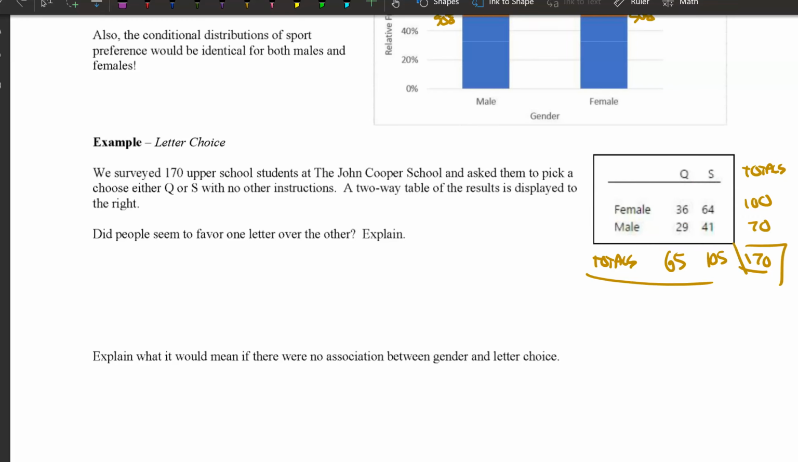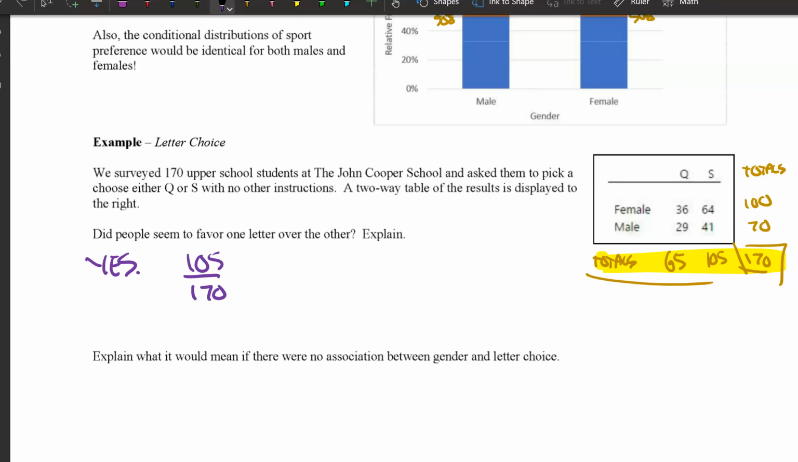Sorry. Okay. Did people seem to favor one letter over the other? Explain. Well, they're asking about a marginal distribution. They didn't say anything about gender. Let's just take a look at letter preference. So did people seem to favor one letter over the other? Yes, I would say they did.